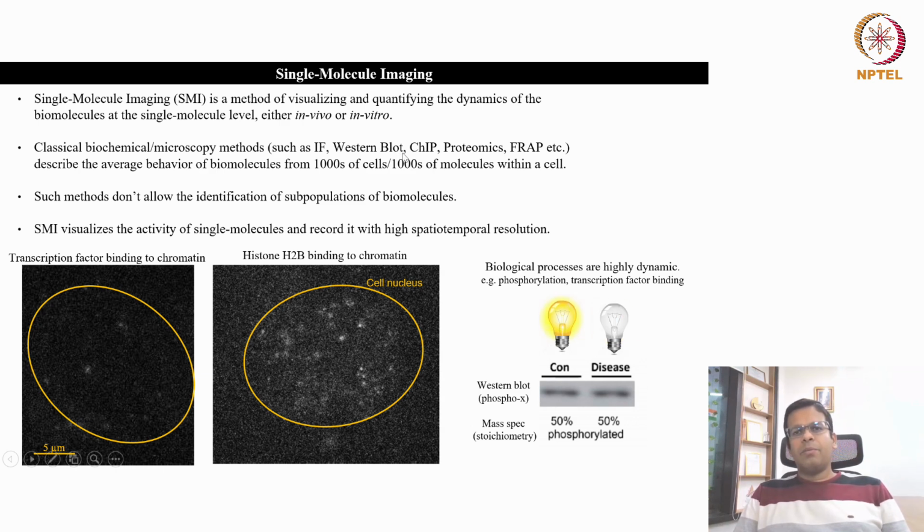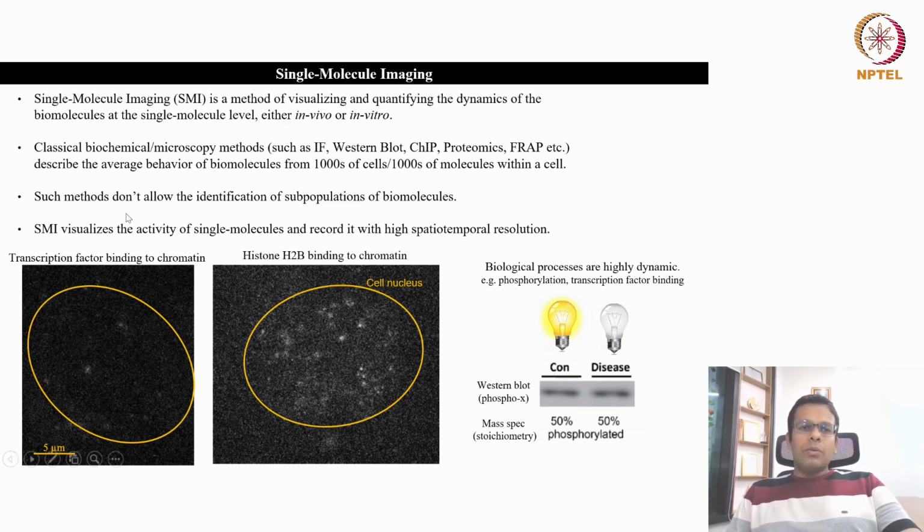You are making the cell lysate from thousands of cells, and whatever result you get is just the average of many different cells. But biological systems are highly heterogeneous in nature, right? There are differences between cell to cell. Using this population-based average measurement approach, you cannot quantify that cell to cell heterogeneity. Single molecule imaging visualizes the activity of single molecules and records it with high spatiotemporal resolution.